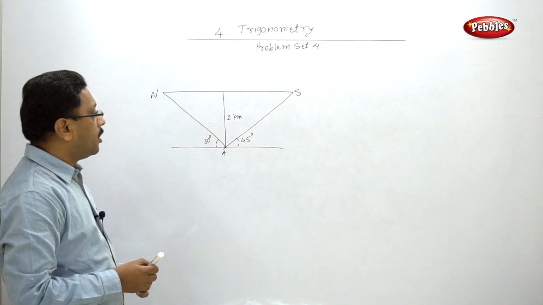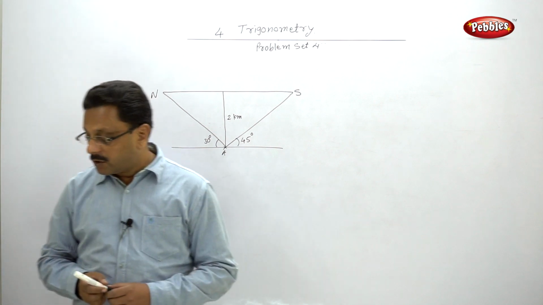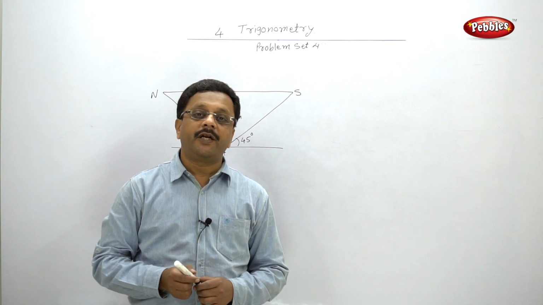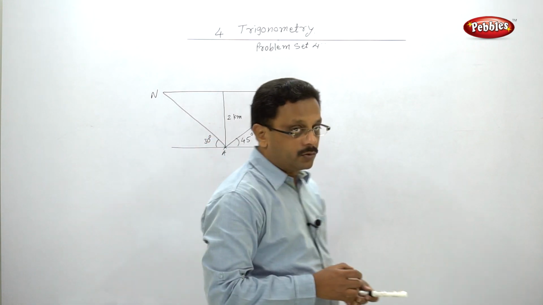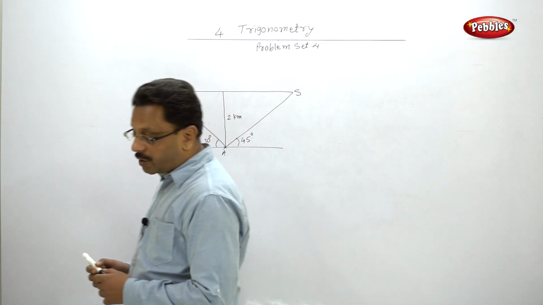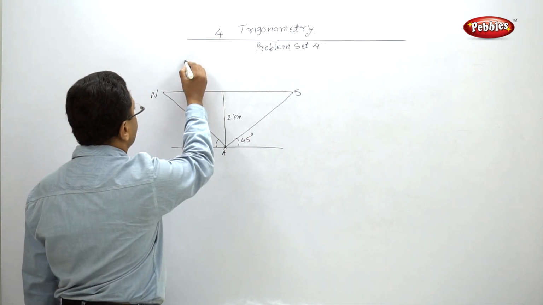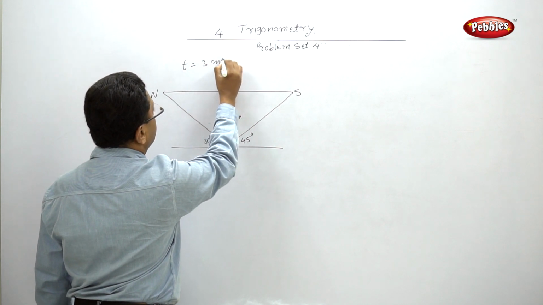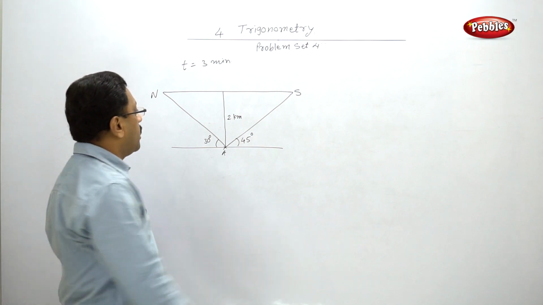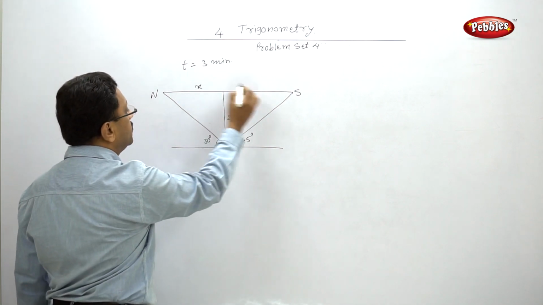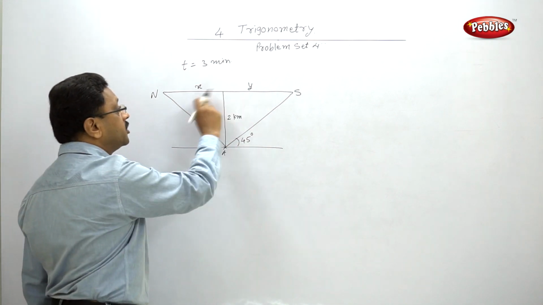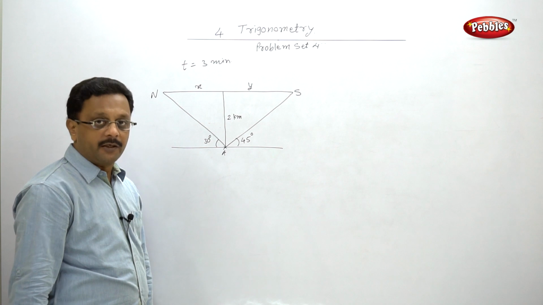Now I want to find the speed of the bird in kilometers per hour. To find the speed of the bird, we have to find the distance it covered, because I watched it after 3 minutes. So the time is equal to 3 minutes. Now I have to find this distance. I'll say this is x and this is y. I am going to find this distance in kilometers.